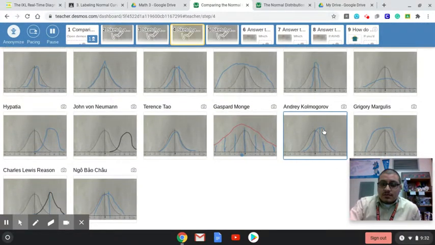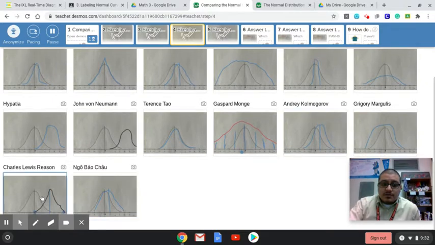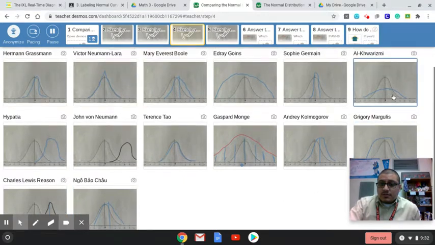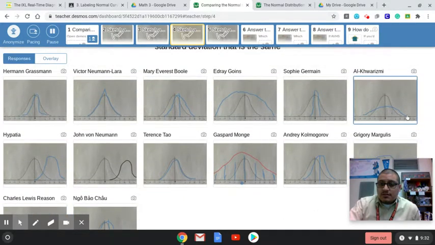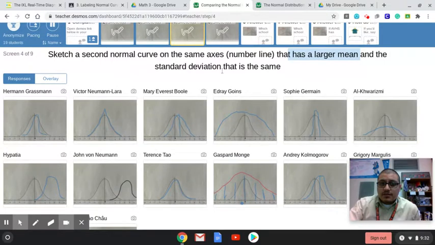Maybe this maximum here is a little bit too high. It should be the same as that one. This is a good one. This is good too. This one, it looks like they changed the standard deviation to make it lower, which makes it wider. But remember, the standard deviation stays the same. So larger mean means just shift it to the right. These two are good.